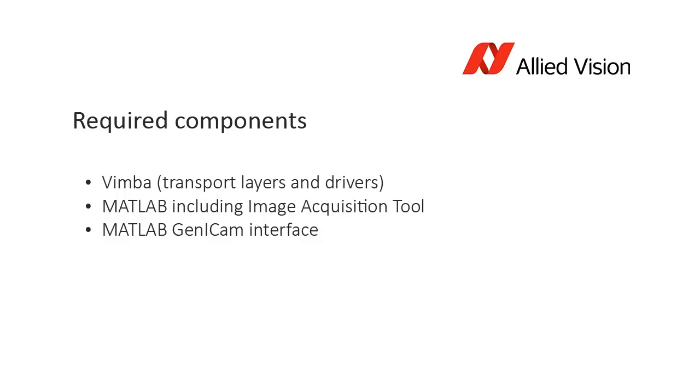In order to work with MATLAB and your Allied Vision camera, you have to install Vimba, at least the transport layers and drivers. Also, you need MATLAB, including its image acquisition tool and the MATLAB GeniCam interface. You can download and install Vimba before or after installing MATLAB.